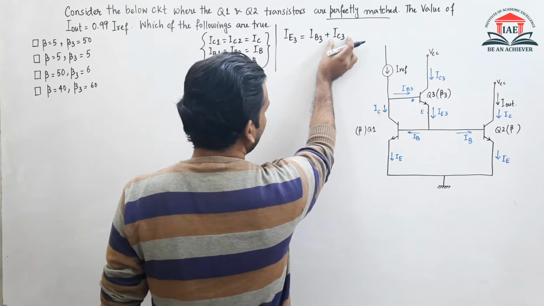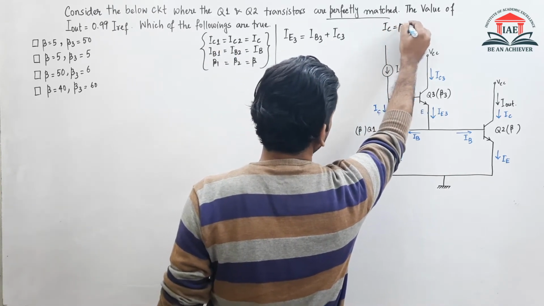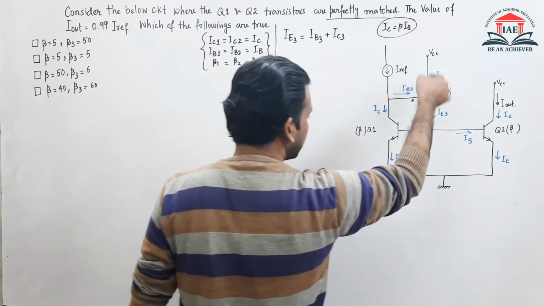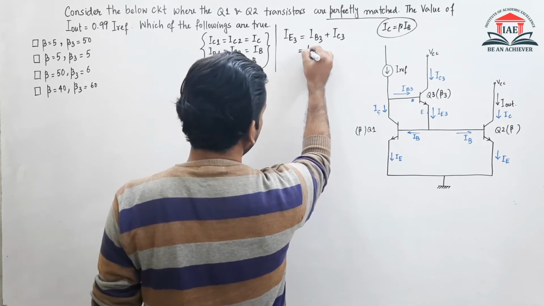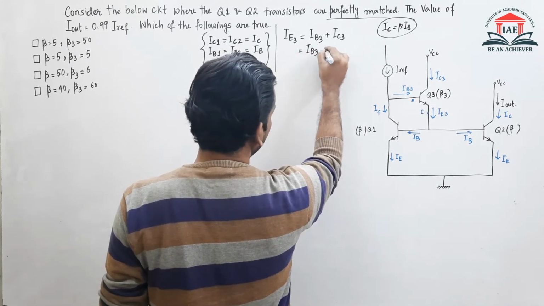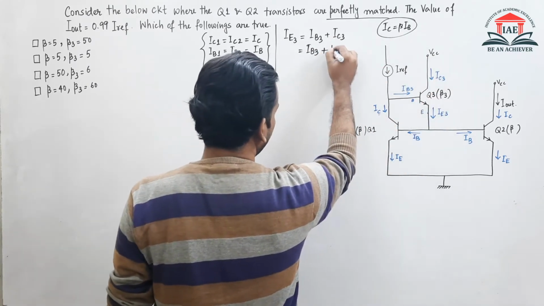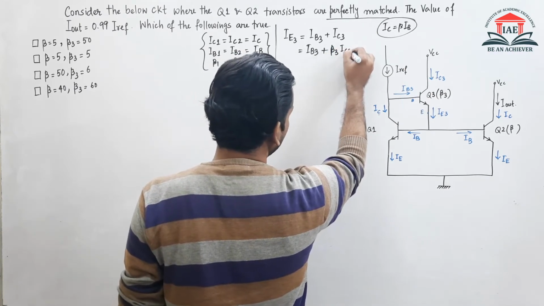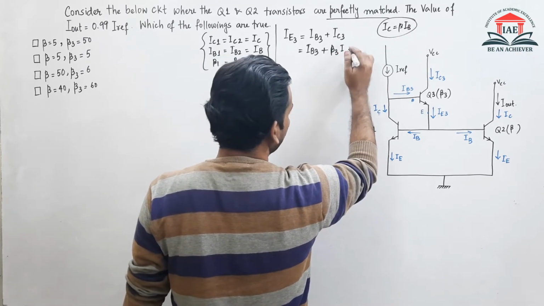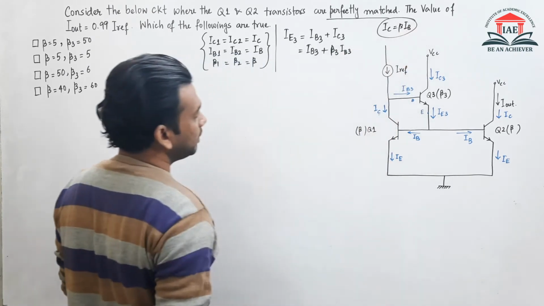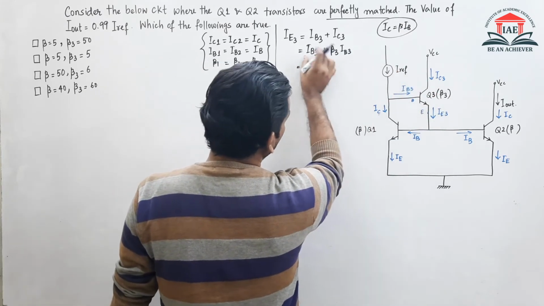So I can write the IC. We know that IC is equal to beta into IB always, for the transistor in the active region. So I can denote this as IC3 also. So it will come out to be, यहाँ पे IB3 और IC3 को क्या लिख सकता हूँ, beta 3 into IB3. So I can write beta 3 into IB3 for the IC3.